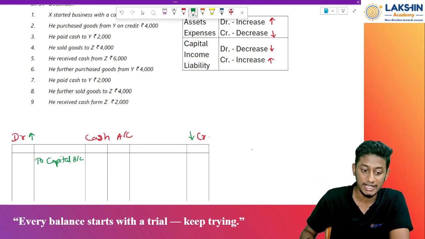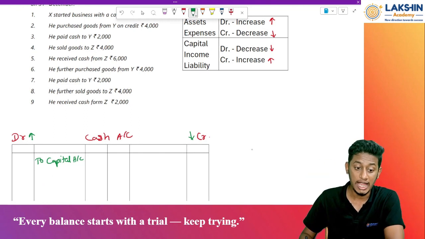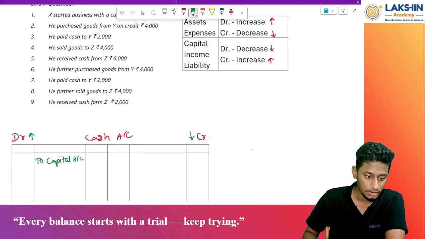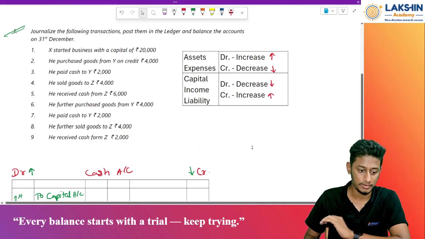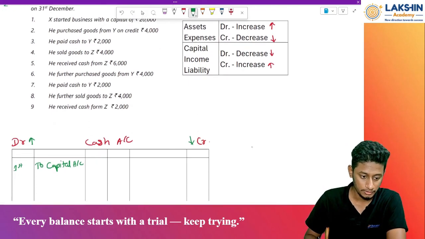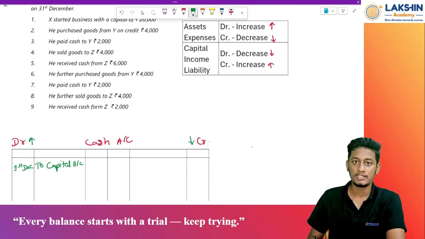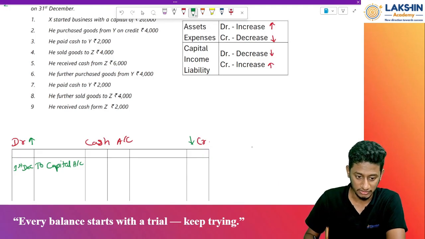Right. So, that's why the entry will be passed under what account? Capital account. On what date? On 1st of April. So, December. On 1st of December, the entry will pass. Now, what is the amount? 20,000 rupees.